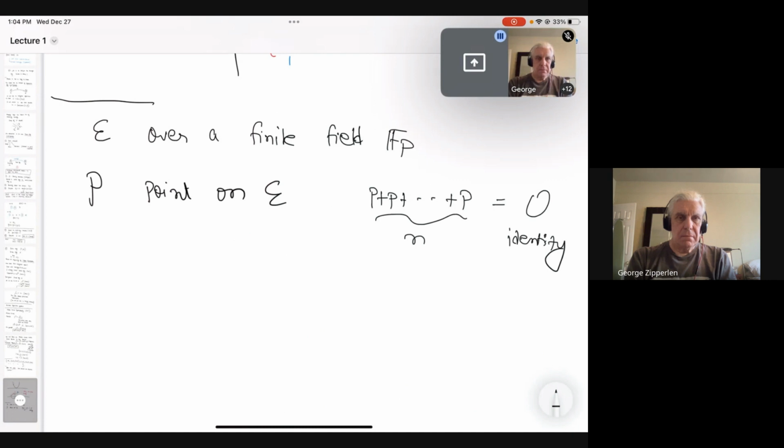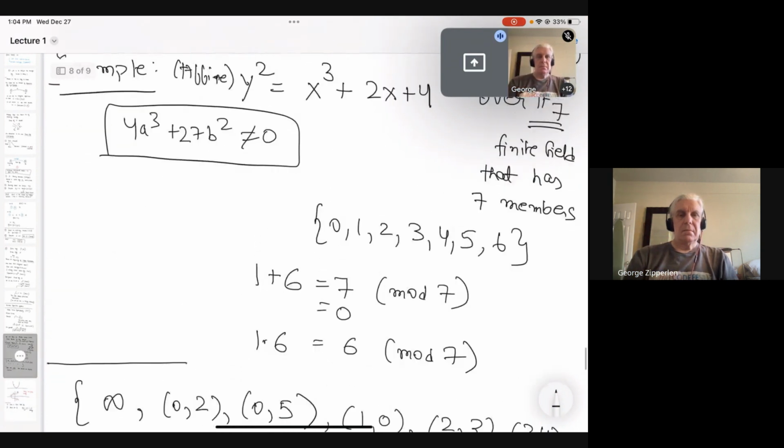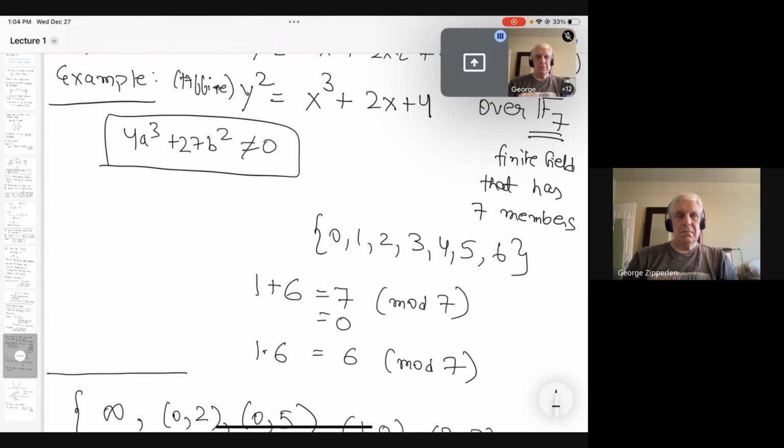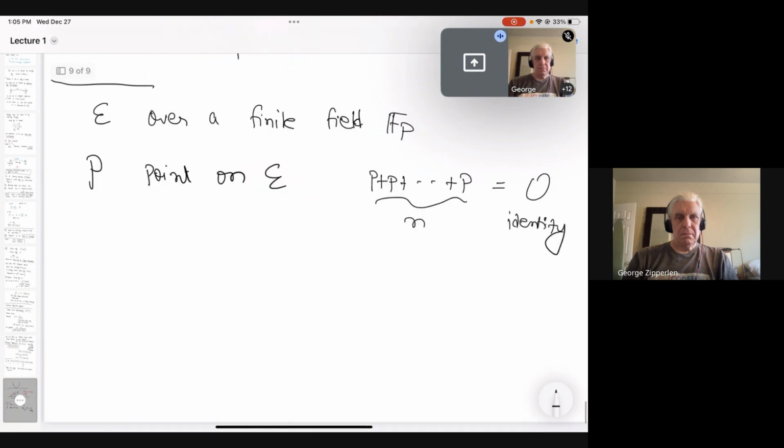To give an example, let's go back to F7. If I take 2 and keep adding 2 to it, what is 2 plus 2? 2 plus 2 is 4, 4 plus 2 is 6, 6 plus 2 is 8, 8 plus 2 is 10, 10 plus 2 is 12, 12 plus 2 is 14. So I get back 0, right? When I add 2 to itself 7 times, I get back 0, and 0 is the identity. So that's what I mean. When I add the point to itself n number of times, I get back the identity, and no smaller number than n would work. For example, for 2, no smaller number than 7 will actually work.